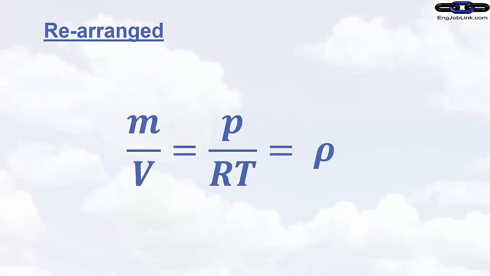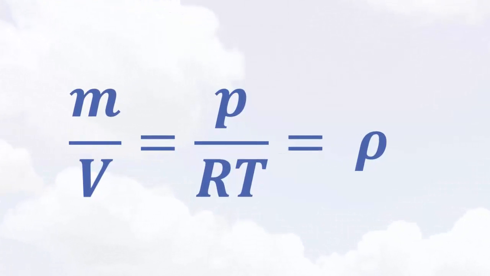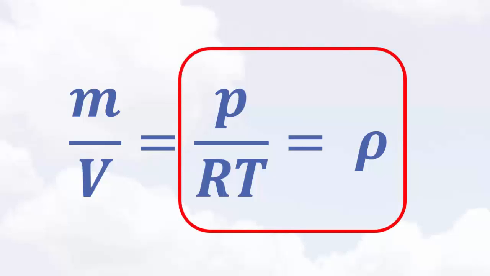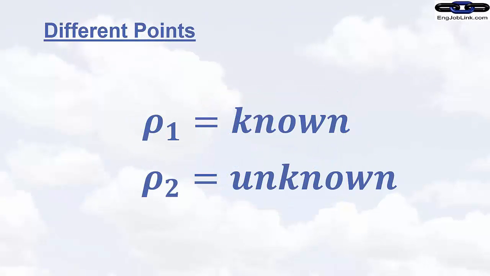So if you rearrange that equation, if you're trying to get mass over volume, which is density, you get P over RT is equal to the density. That's what that little symbol rho is for. Rho equals P over RT. Now, if we think of this gas in two different states, at one temperature and at another temperature, we'll have a density associated with state 1 and state 2.